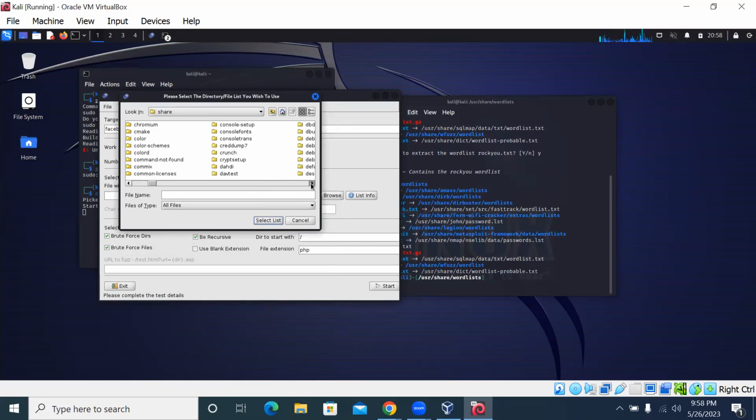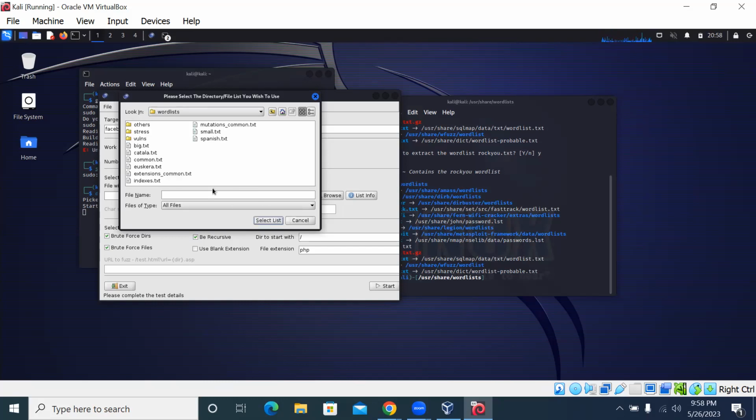dirb. So this, what I'm opening here, all these files you are seeing are folders containing different types of word lists, actually. So you can go ahead, use any of them to do whatever you want to do. So this is the word list. You can see these are actually folders, right?